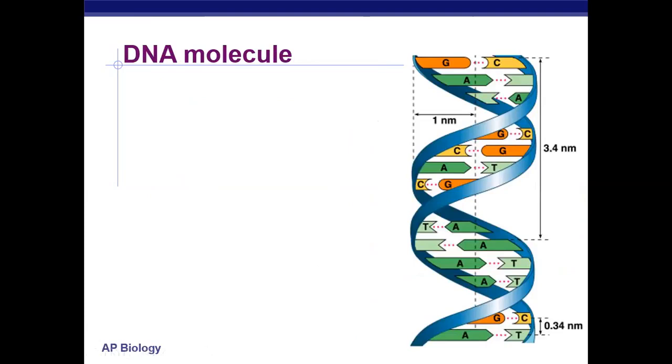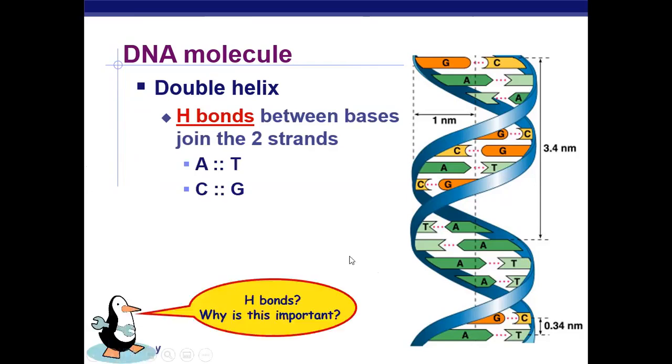They also had, in one version of their molecule, the bases facing outward, which we can laugh about now, but then, you know, they were searching in the dark. They didn't know what they were looking for. They were just trying. So, double helix: these hydrogen bonds between the bases join the 2 strands.